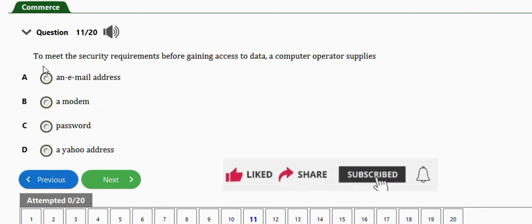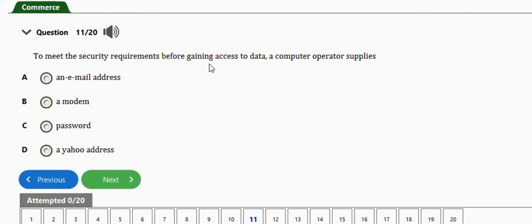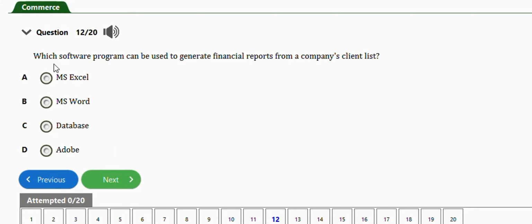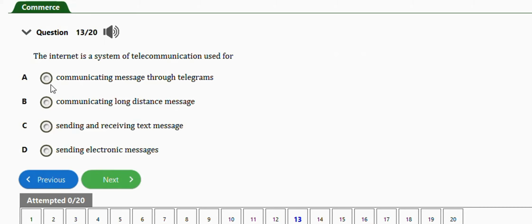This one says to meet the security requirement before gaining access to data, a computer operator supplies password. Option C. Next one. Which software program can be used to generate financial report from a company's client list? Microsoft Excel. Option A. Okay, next one. The internet is a system of telecommunication used for communicating messages through telegram, communicating long distance message, sending and receiving text messages, sending electronic messages. The right answer is option D, sending electronic messages.